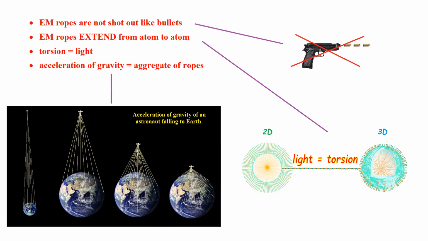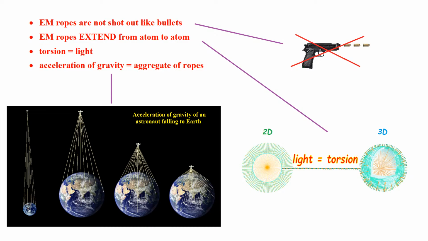So here's a summary, just to put it all in the right perspective. Electromagnetic ropes are not shot out like bullets, okay? Electromagnetic ropes extend from atom to atom, and light is torsion of that rope when the atom quantum jumps. That's how we produce light. That's the mechanism we're proposing. And then the acceleration of gravity is the aggregate of ropes. There is no shooting out of ropes, whatever that means, or wherever you got that. There is no such notion.